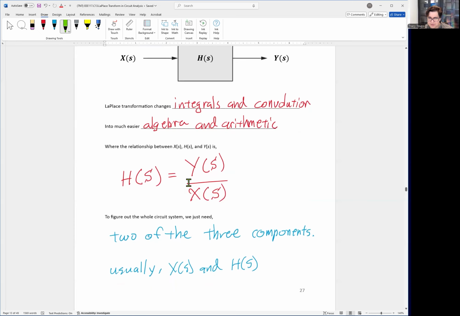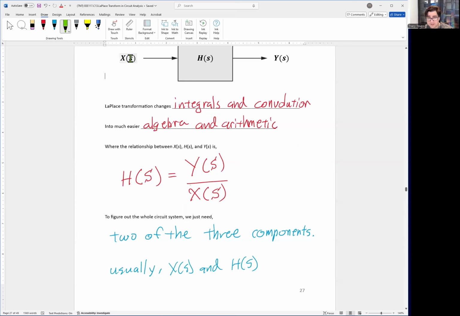Now, as long as you know 2 out of 3 of these, you can figure out the third one. So if I know x of s and h of s, I know the input, I know my circuit, I can easily figure out the output. You've been doing this since engineering 17. Okay. Now, if I know the output and I know the circuit itself, I could reverse engineer the input pretty easily as well. Now, the third one is a little bit harder, but still possible.